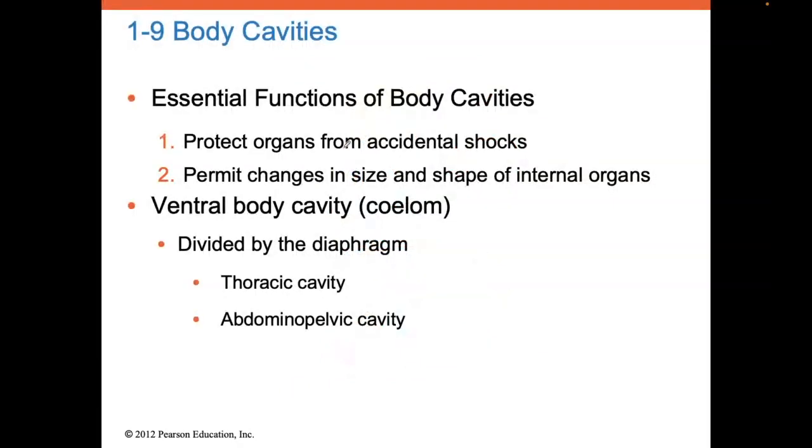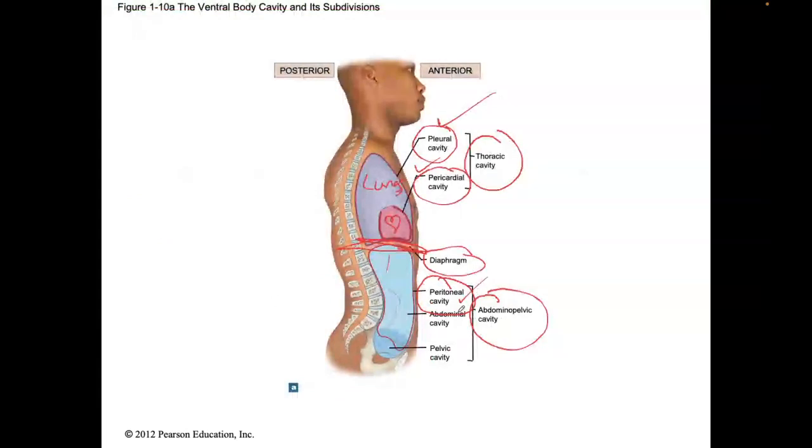And within each of these cavities, there's going to be organs in there. So the cavities are going to protect the organs from accidental shocks. And these cavities also permit and give room for the organs to change shape and size. Okay. We'll focus on the thoracic cavity and the abdominal pelvic. Within the thoracic cavity, we have the pleural cavity and the pericardial cavity. And in the abdominal pelvic, we'll focus on the peritoneal cavity. Okay, they all start with P's: pleural, pericardial, and peritoneum. The diaphragm is the muscle here.